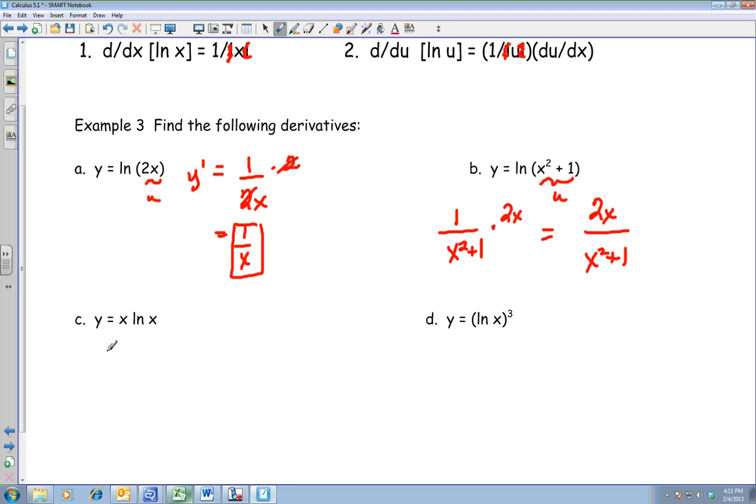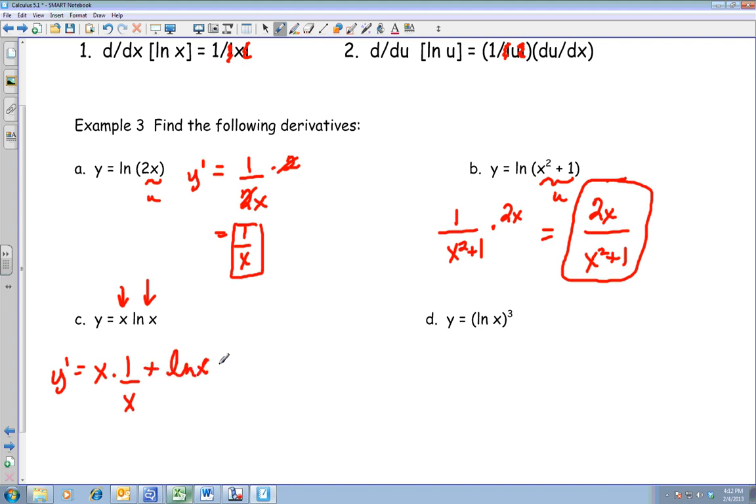Part C, and that's my answer for that one. Part C, I'm going to use the product rule. Here's my first term, here's my second term. So the product rule says the first term times the derivative of the second, which is 1 over x, plus the second term times the derivative of the first. So when I simplify, x times 1 over x, my x's cancel, and I just get 1 plus the natural log of x.